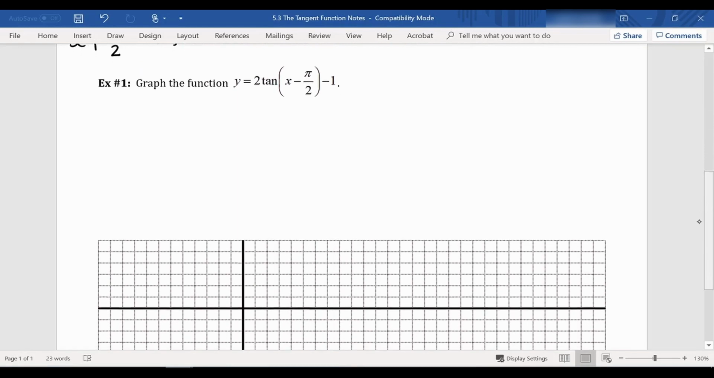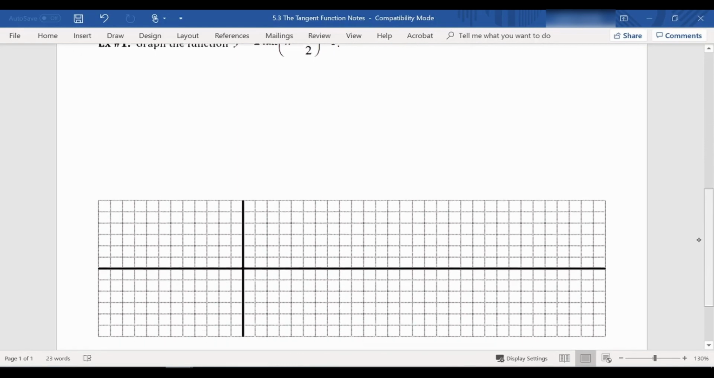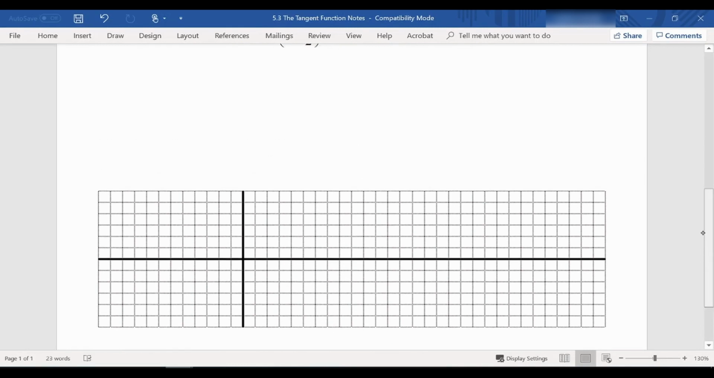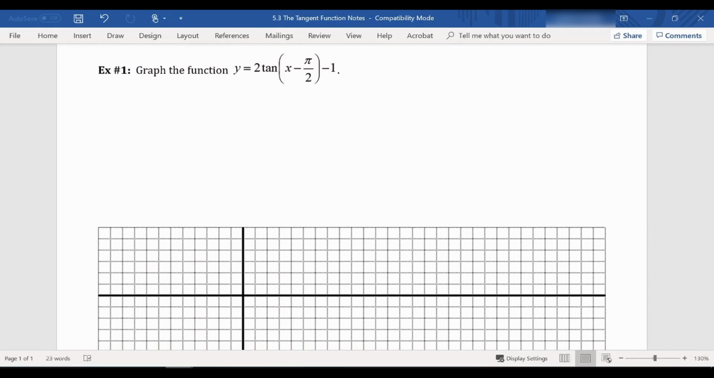Okay, so this is a short set of notes today compared to 5.1 and 5.2. We're just going to do one more example together, okay? And then there's some practice questions on a worksheet that I have provided for you.